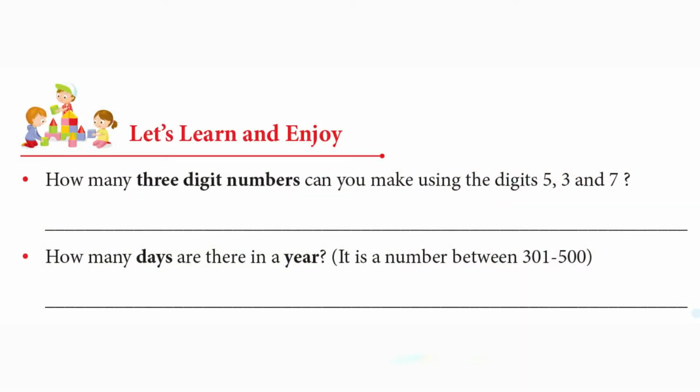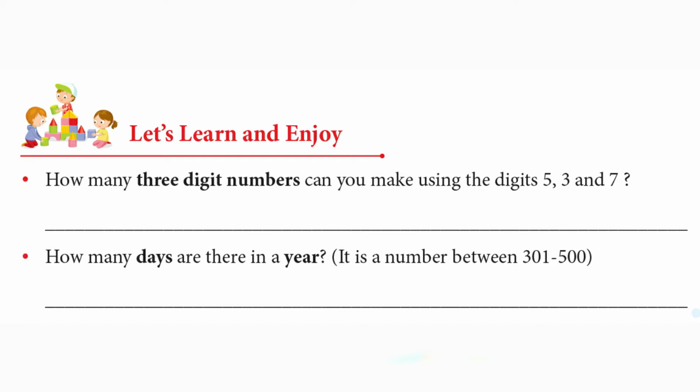The first question here is, how many 3-digit numbers can you make using the digits 5, 3 and 7? How many can you make? Can you think of it? Now that you know 3-digit numbers, you can make them using the digits that are given. Let's try. The easy one is 537. Just write 537.